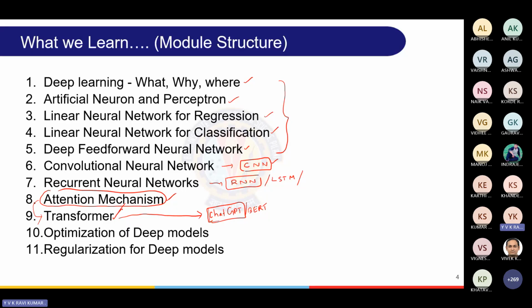Then at the end, we'll go for some of the concepts, like optimization.